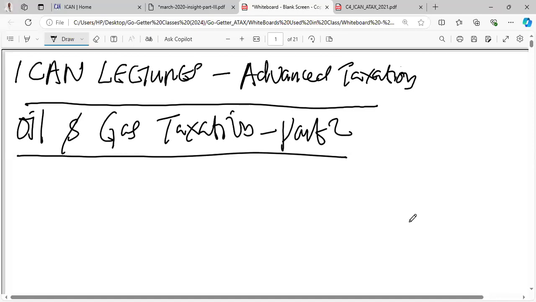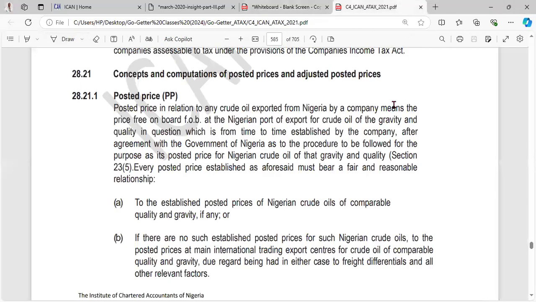petroleum or the oil and gas taxation, and I told us about education tax. It will never be given to you, but you must know that education tax is part of the allowable deductions and you have to calculate it. And I told us how to calculate it. We are going to see that today when we are solving a question. Then we are going to look at how it is being taxed. Now let's go straight to what we have for today.